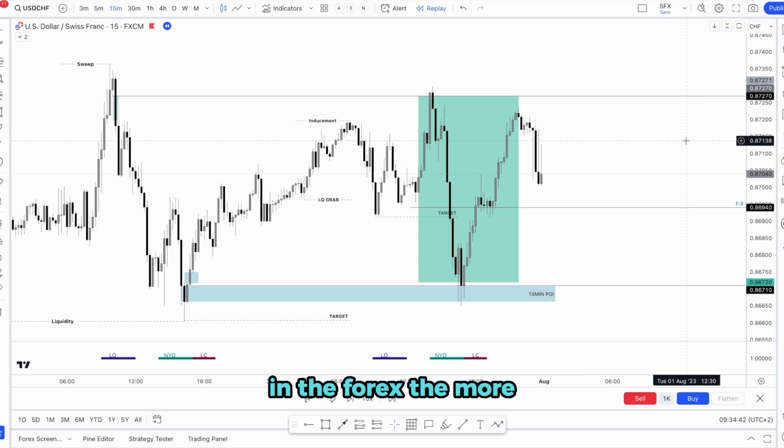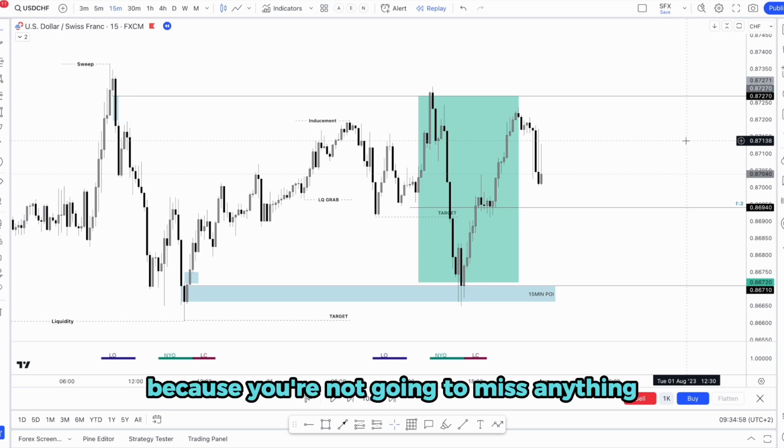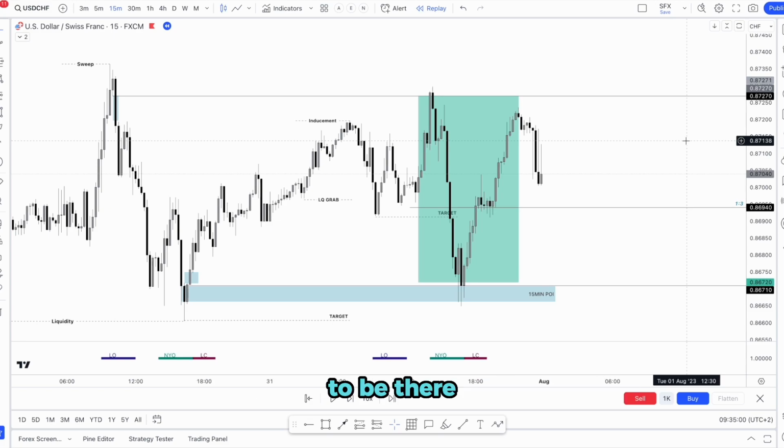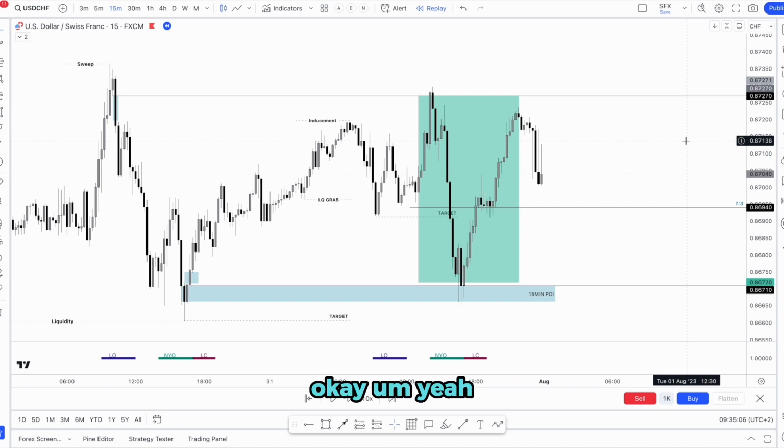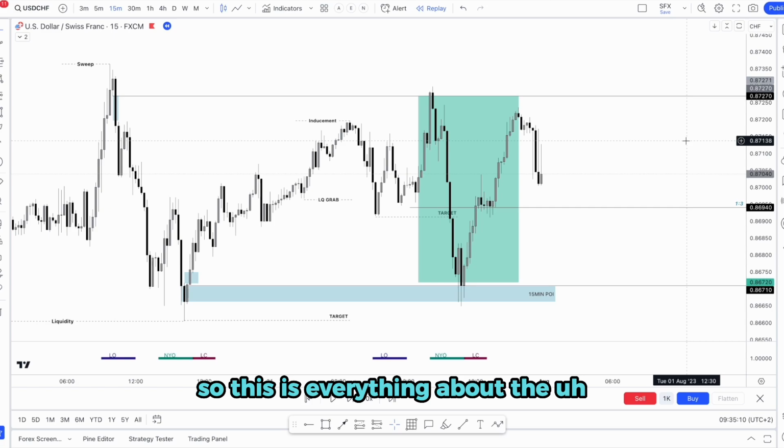In forex, the more you do other stuff and be at the charts only when you have to be, obviously, the better, right? Just don't be pressured, because you're not going to miss anything. The market is always going to be there, trades are always going to be there, so you don't need to worry about it. Okay, so this is everything about the market breakdown.